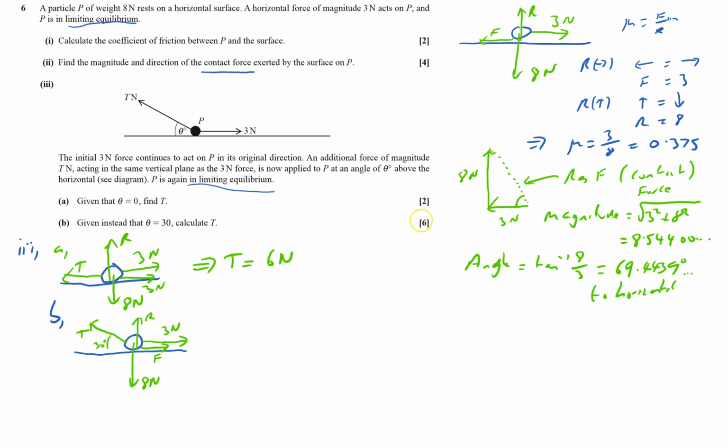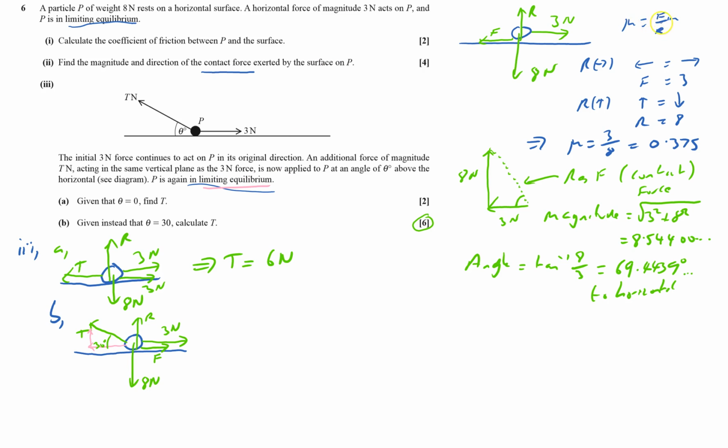The key part from here is to notice it's 6 marks, so that helps us think it's quite tricky, and it's going to be more than just copying what we've done before. The key thing is that friction is no longer 3 newtons, because the normal contact force has changed, as this part of T is lifting it up. When I break that down into components, the vertical component here is reducing the normal contact force, and therefore friction is going to get less. So I've now got to resolve horizontally and vertically and use limiting friction because it's still in limiting equilibrium.